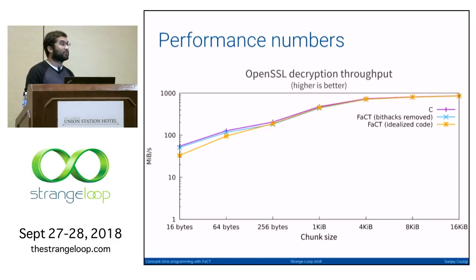This is the performance numbers from one of the OpenSSL decryption code paths. This is the same code path that had all of those problems that I showed you earlier with all of the different timing attacks. So that decryption path is what we measured. This is measuring throughput, so higher is better. At the very top, you have the conventional C implementation. And just barely below that is our FaCT port of it, where we took the C code, ported it to FaCT, turned all of the bit-hacky code into conditional statements to make it a lot nicer to work with. And we're only doing a little bit less than C.